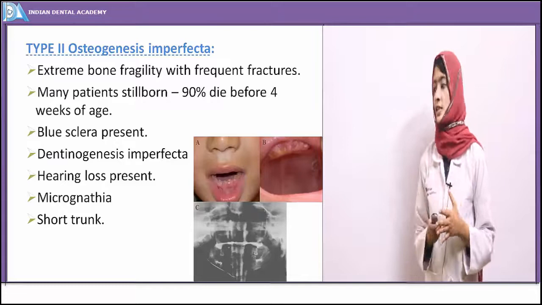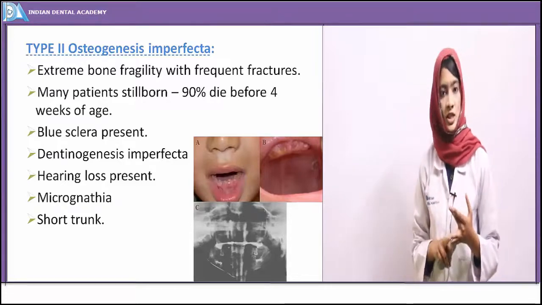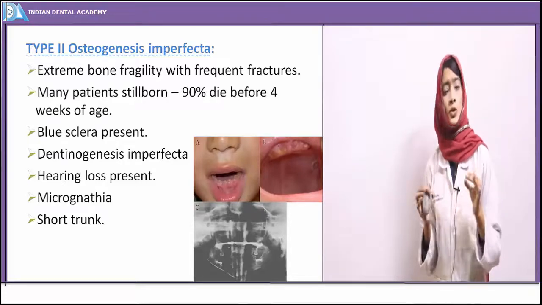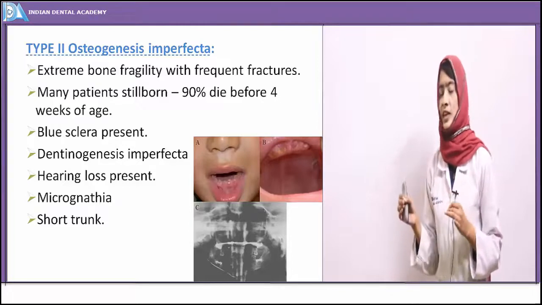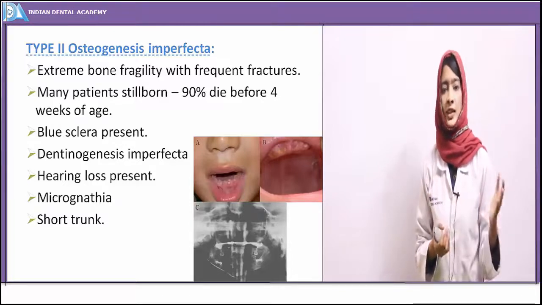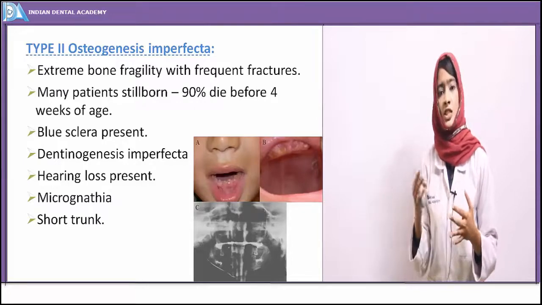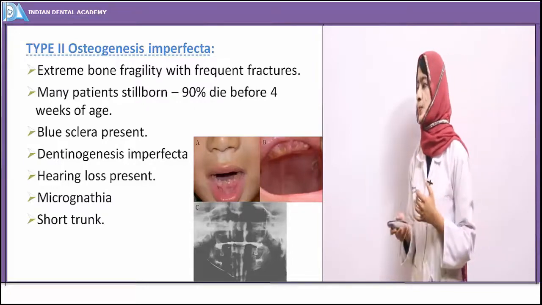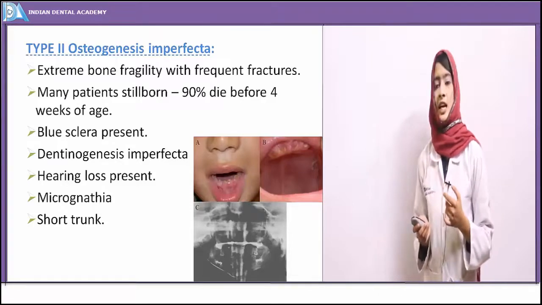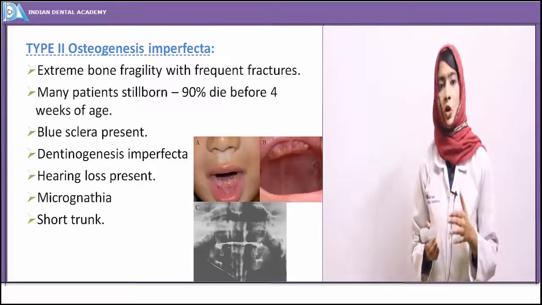Blue sclerae will be present. Dentinogenesis imperfecta will be present. Most of the time, the child affected with type 2 osteogenesis imperfecta will die within the first year of life because of repeated infections and repeated fractures. So yeah, micrognathia is present and the individual has a short trunk.